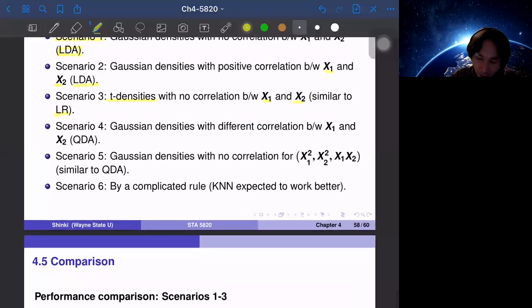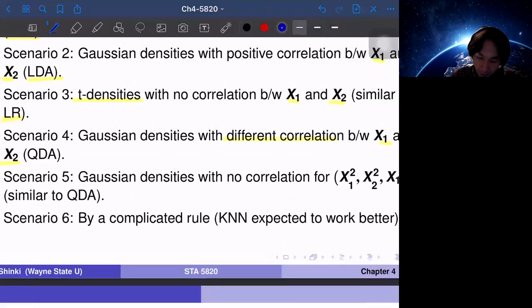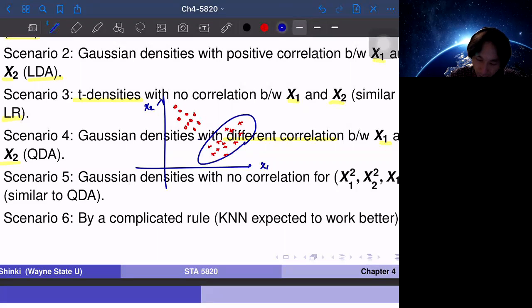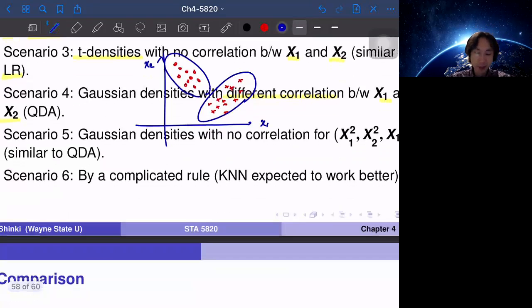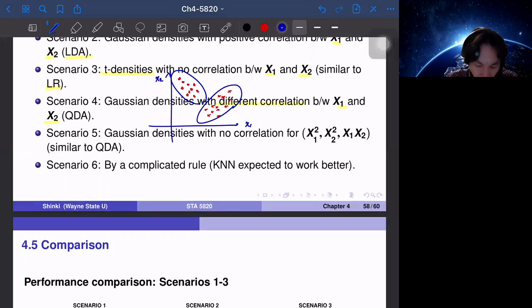And scenario 4, that we have Gaussian densities with different correlation between x1 and x2 for different groups. That means if we have x1 and x2, one group may have a negative relationship like this, but the other group has a positive relationship like this. For this situation, the shape of the contour plot is different, so it is better specified by QDA. So QDA should perform better than LDA.